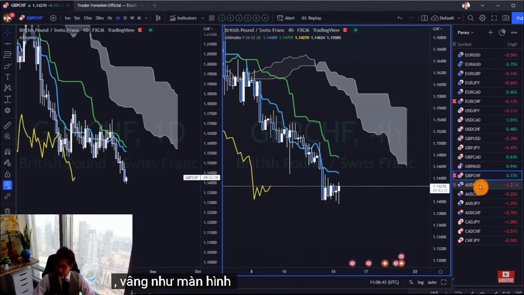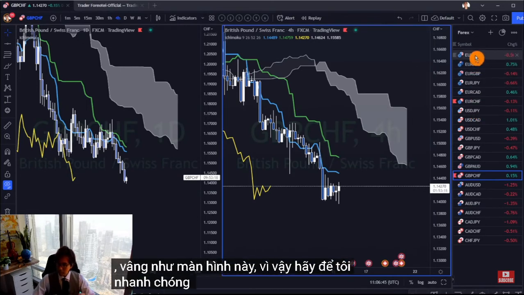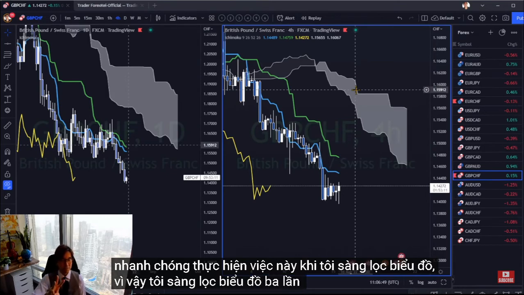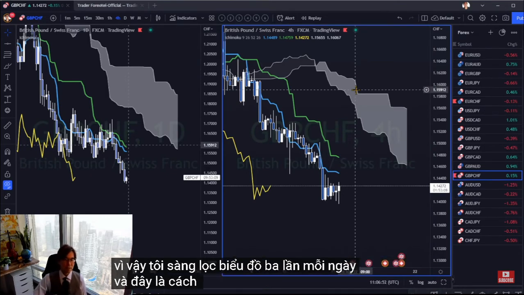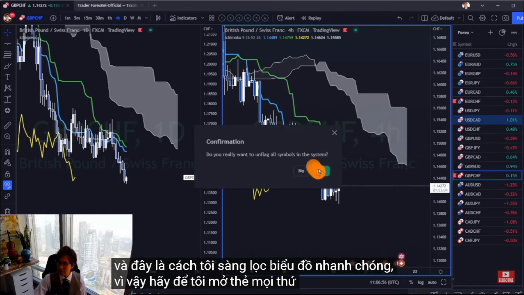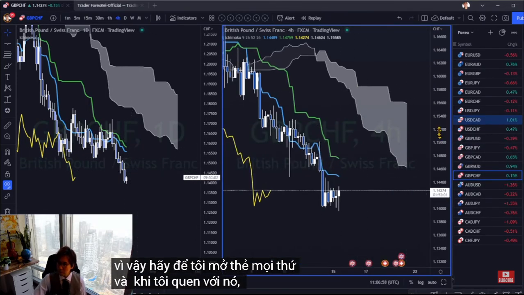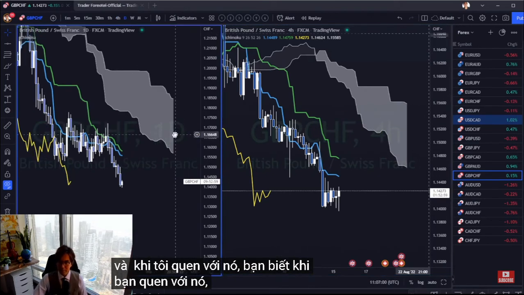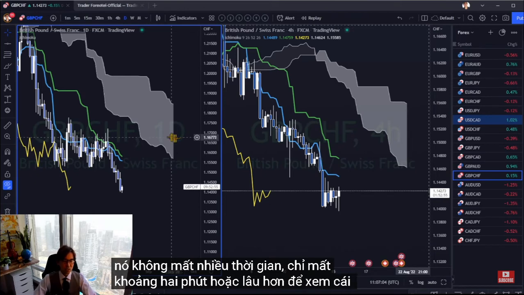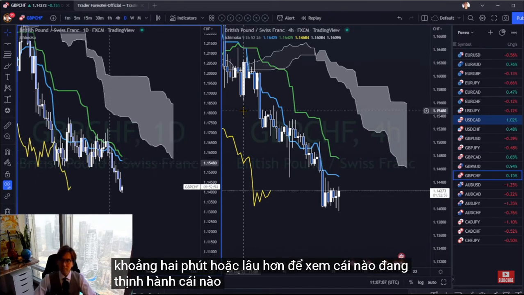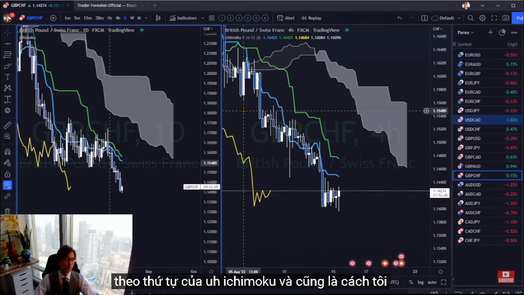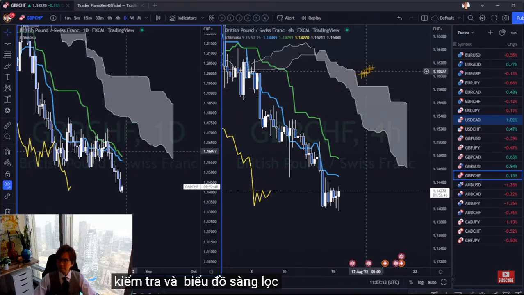So yeah, like this, I screen. So let me quickly do this. I screen charts 3 times per day. And this is how quick I screen charts. So let me unflag everything. And when you get used to it, it doesn't take long. It takes only like 2 minutes or so to see which one is trending, which one's ranging in terms of Ichimoku, and also my way of checking and screening charts.